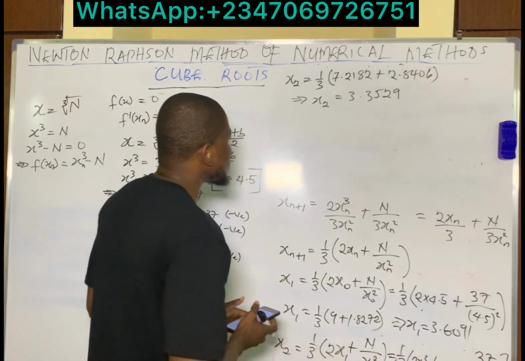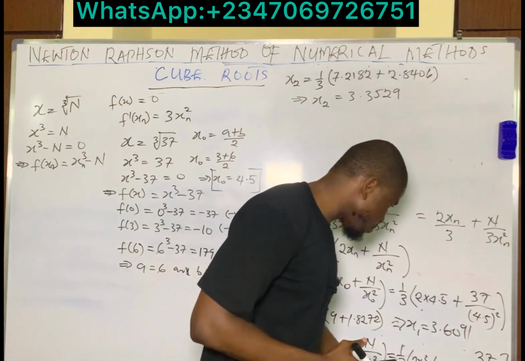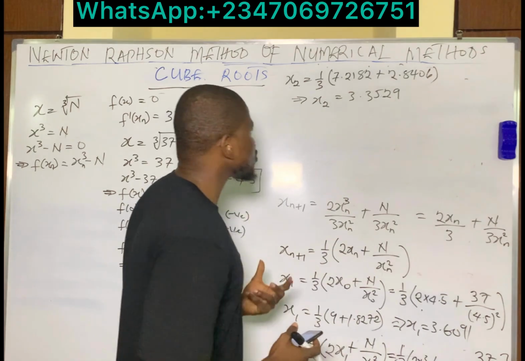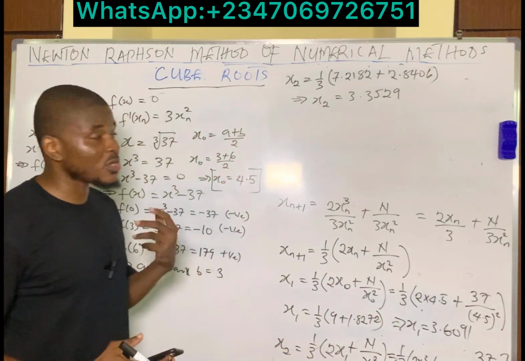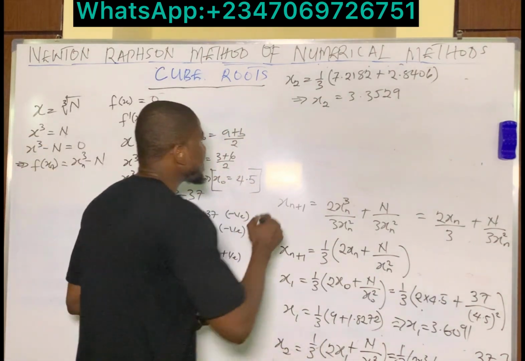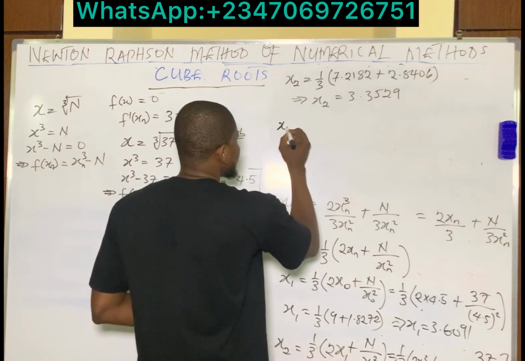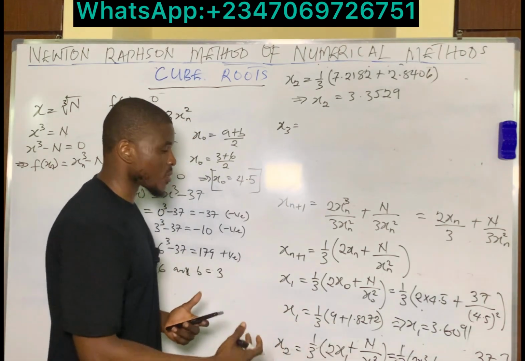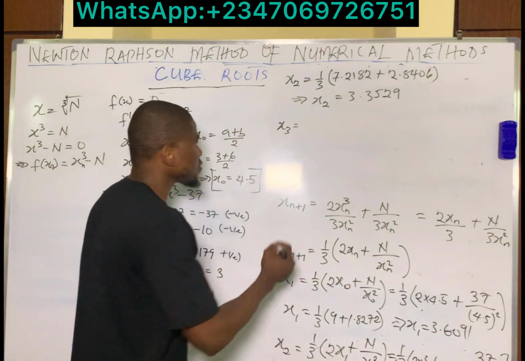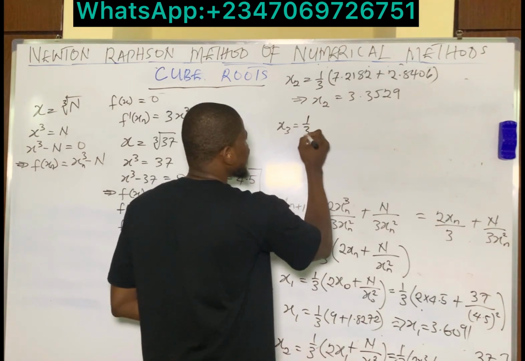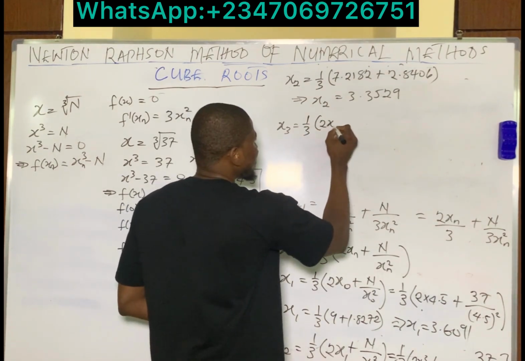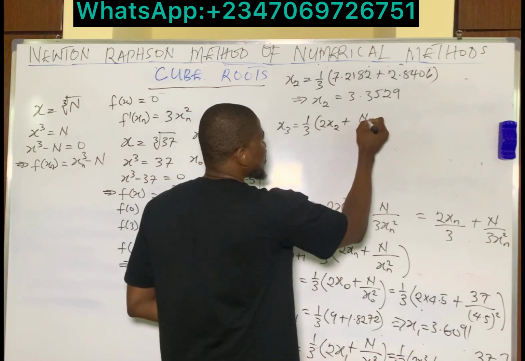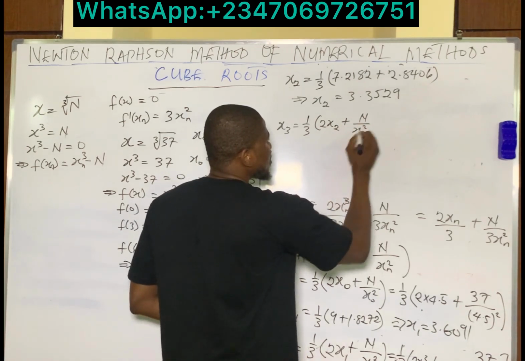Now, the second root, of course, does not converge with the first root. So we continue to iterate until convergence occurs. So we find the third root. Same thing. Now, in the third root, the second root replaces all the variables in the formula. So you're going to have 1 all over 3 into 2x2 plus n all over x2 all squared.